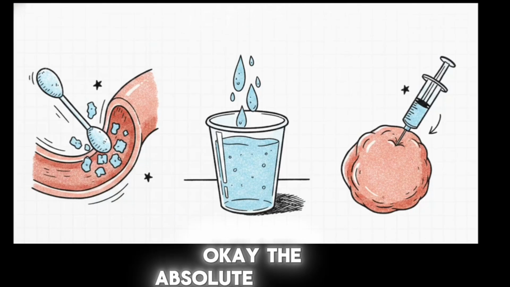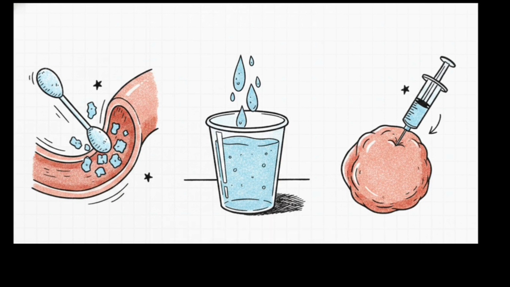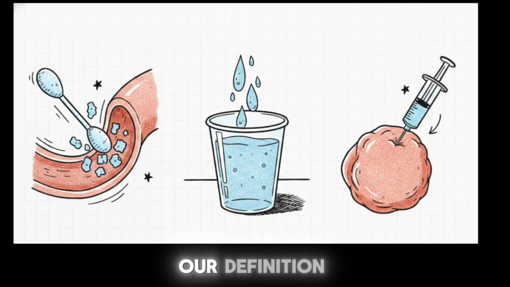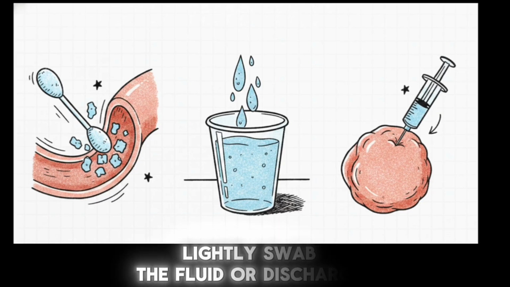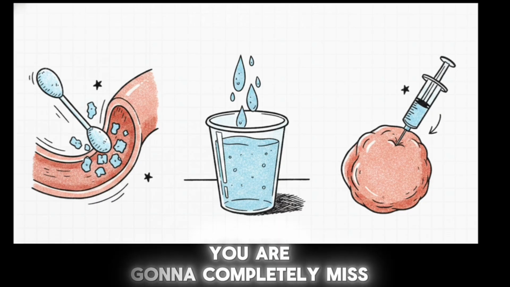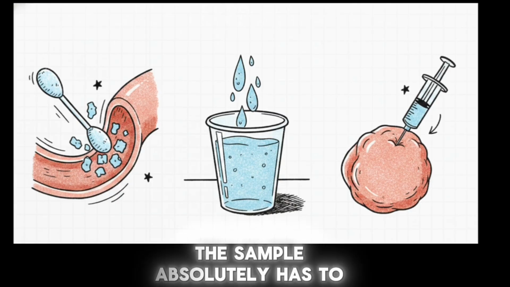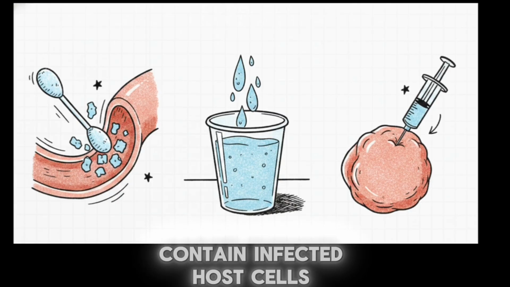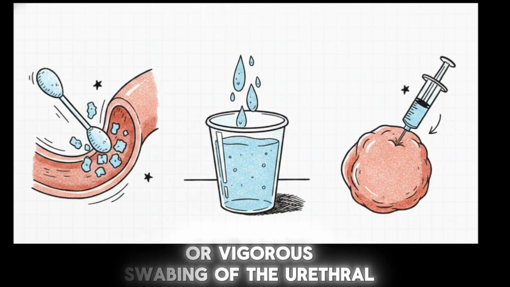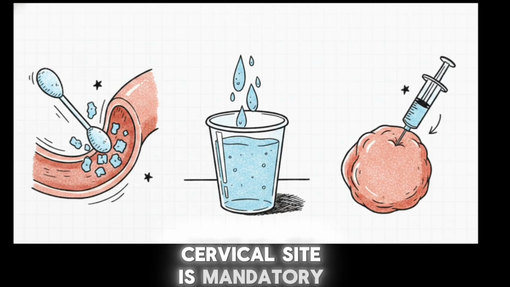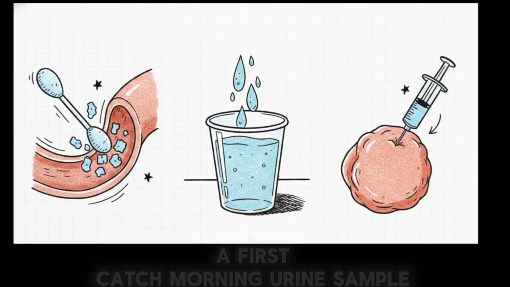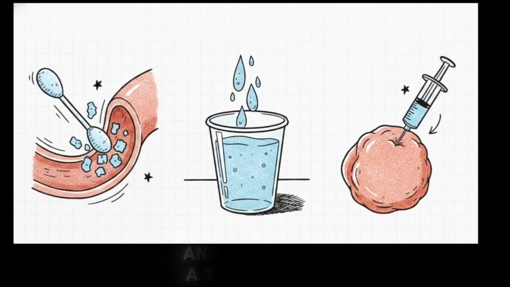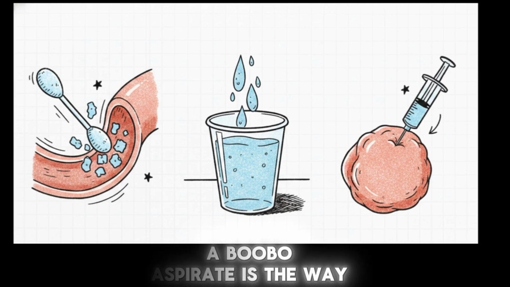Okay, the absolute make or break moment is step 1, specimen collection. Think back to our definition. These are obligate intracellular bacteria. That means if you just lightly swab the fluid or discharge, you are going to completely miss the pathogen. The sample absolutely has to contain infected host cells, so firm scraping or vigorous swabbing of the urethral or endocervical site is mandatory. Alternatively, for urethritis or cervicitis, a first catch morning urine sample is awesome because it naturally flushes out and captures a ton of those cellular secretions. And if we suspect LGV, a bubo aspirate is the way to go.